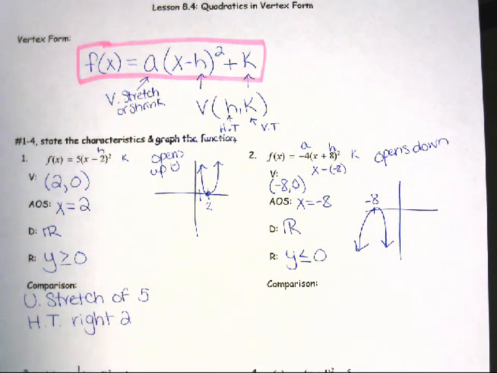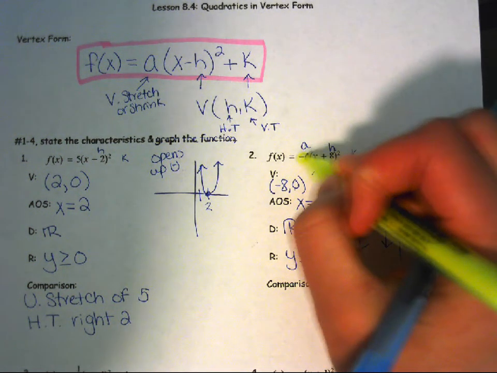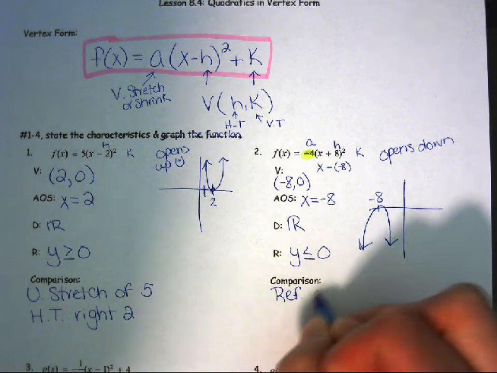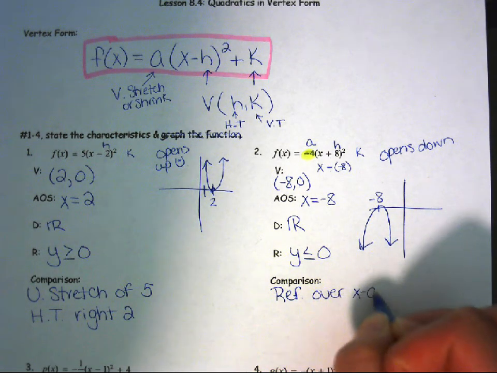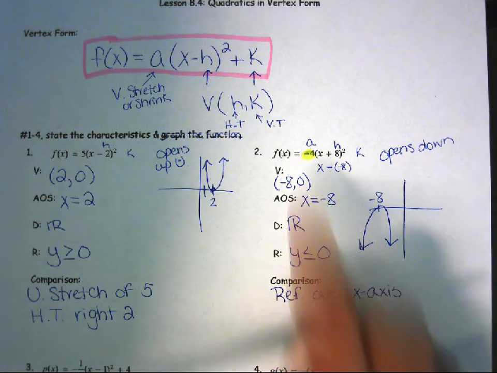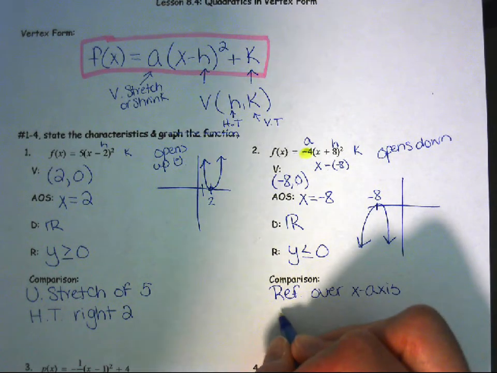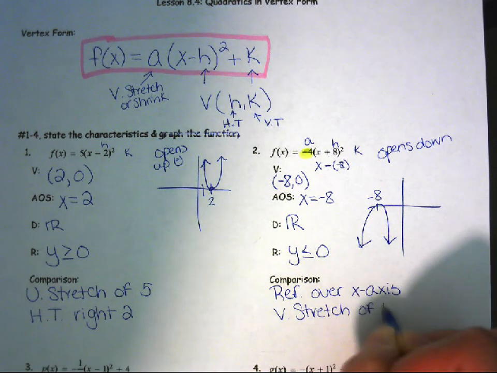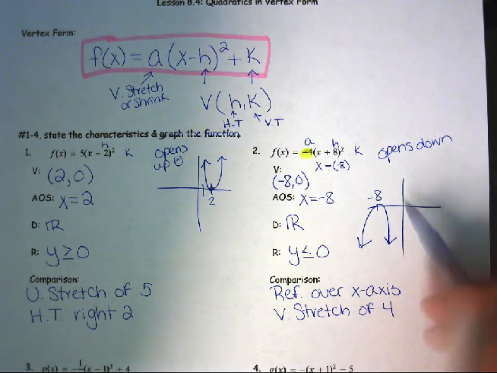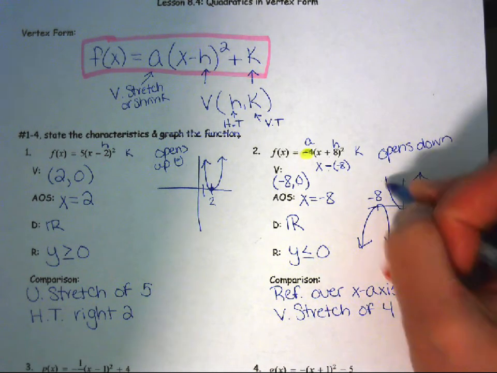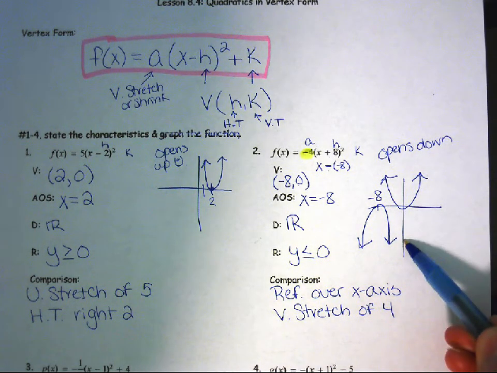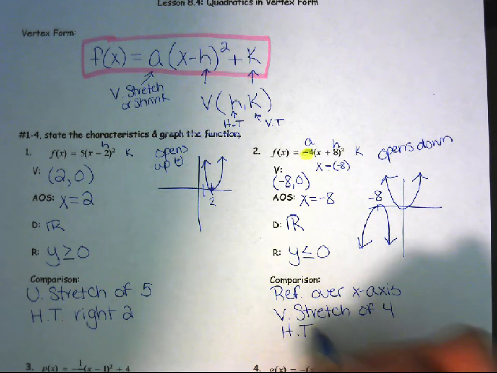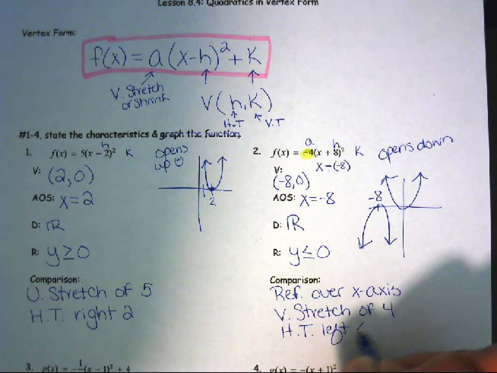We've got this negative 4 out front. So the negative is going to be a reflection over the x-axis. The 4 is going to make it a little skinny. So we've got a vertical stretch of 4. And then notice from the original, if that was the parent, we flipped it, we stretched it, and we shifted it over. So we're going to say horizontal left 8.